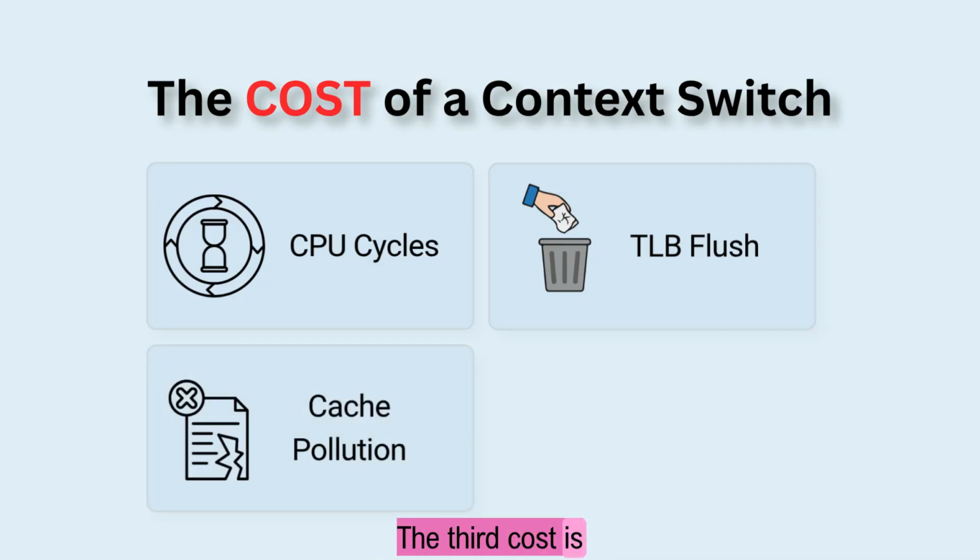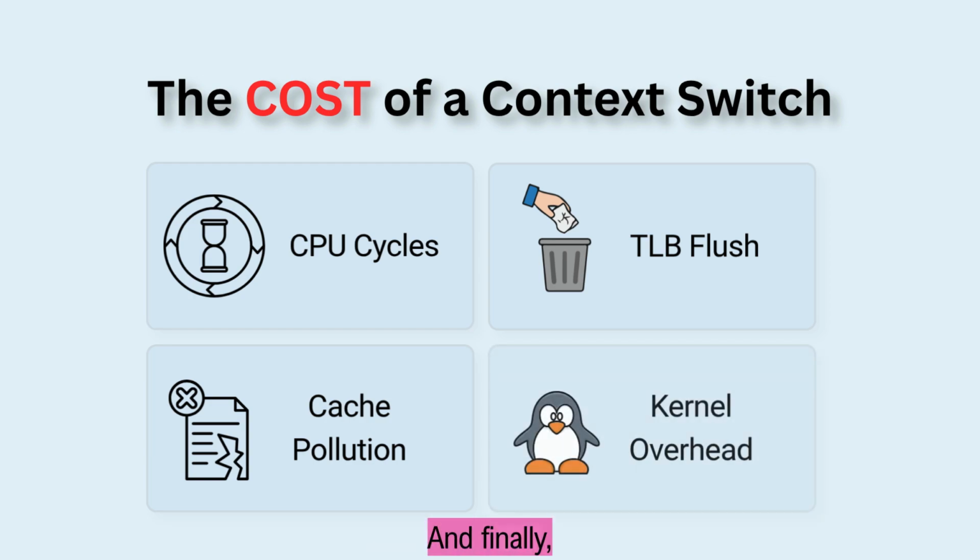The third cost is CPU cache pollution. Your L1 and L2 caches are full of data from older processes, which leads to higher cache miss rates and more trips to RAM. And finally, all the kernel side overhead, like running the scheduler, loading the PCB, reloading the memory maps, etc. All this adds to the cost.